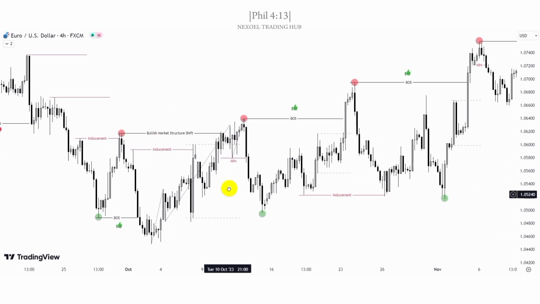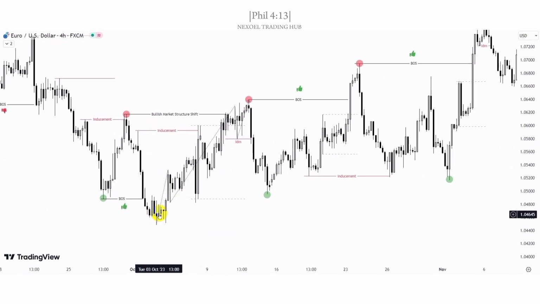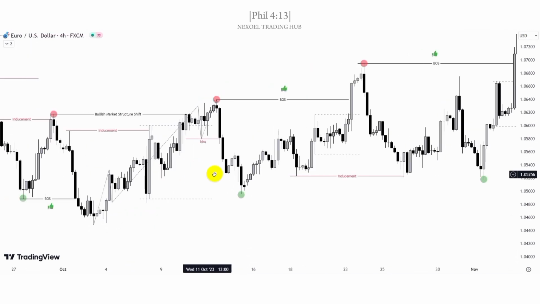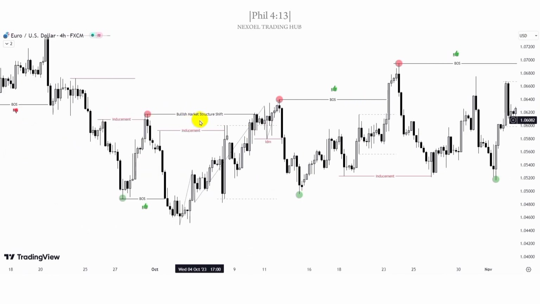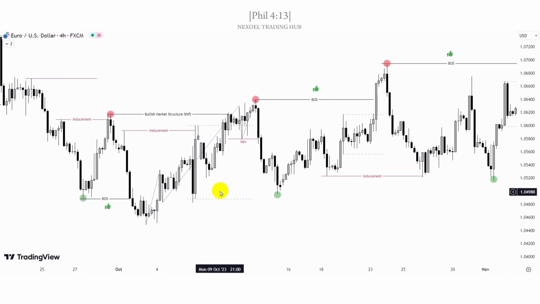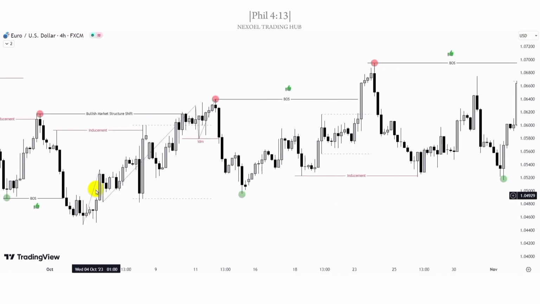Now what you're going to see is this is the impulsive leg move. So we want to identify the inducement within this leg that price took out, and then we have the continuation. So we establish this as the bullish market structure shift because we can see price created this high, and this high failed to continue to the downside to take out this low, and then we have price reversal. So now what you're going to see is that we have this push of price to the upside.